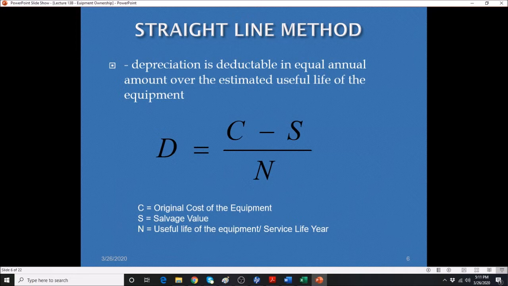We're going to look at the straight line method first. So what is the straight line method? It is a uniform decrease in value from the end of the first year to the end of its life cycle, or what we call the service life. The formula to calculate it is very simple: D equals C minus S all over N. And this depreciation is uniform throughout the service life of the equipment. C is the initial cost, S is the salvage value, that is the amount that you could recover at the end of the service life, and N is the service life.